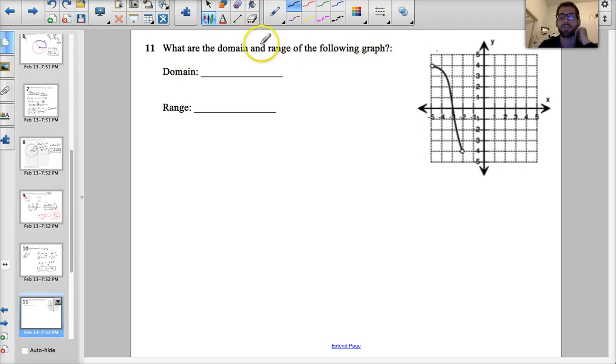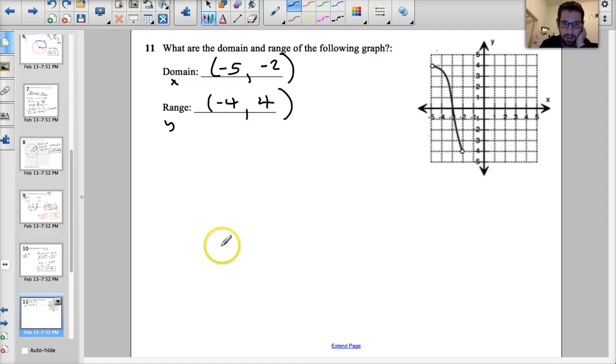So domain and range. Domain, well, this is going to be my x values, range is going to be my y. So my minimum x value looks like it's right here at -5. And there's a circle, so that is a parenthesis, not a bracket. Then my maximum is going to be at -2. My minimum range value is my minimum y value, so that's down there at -4. And my maximum is going to be all the way up here at +4. That's the domain and the range of the graph.